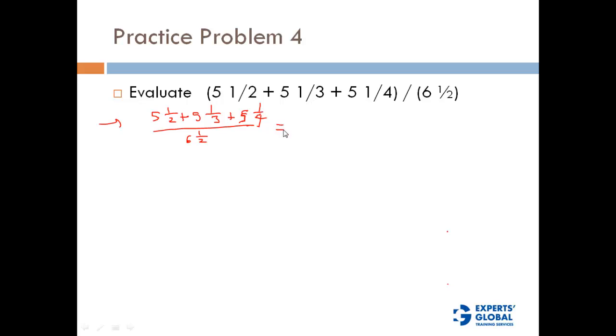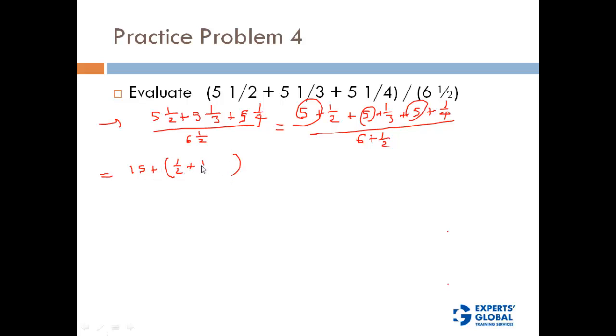We just saw in one of the earlier slides that 5 1 by 2 can also be written as 5 plus 1 by 2. Same thing with 5 plus 1 by 3 and 5 plus 1 by 4. The 6 1 by 2 in the denominator will be written as 6 plus 1 by 2. So we have three 5s, and 5 plus 5 plus 5 gives us 15, plus in brackets we have three fractions, 1 by 2 plus 1 by 3 plus 1 by 4, divided by 6 plus 1 by 2.